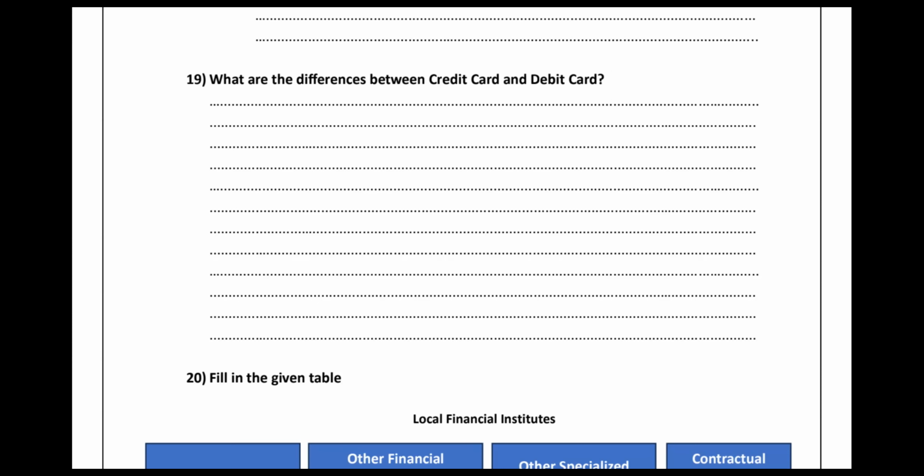The next thing is, goods are purchased based on savings account balance for debit cards. Write it down. The first one is, an interest-free credit limit is offered to buy goods, that is for credit cards. And for debit cards, goods are purchased based on savings account balance.